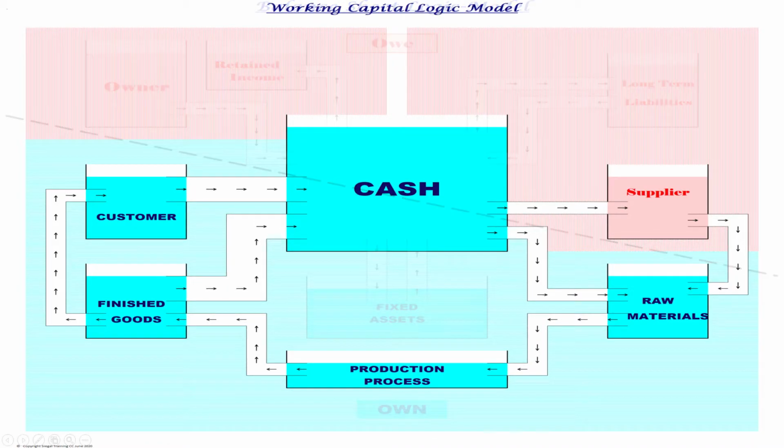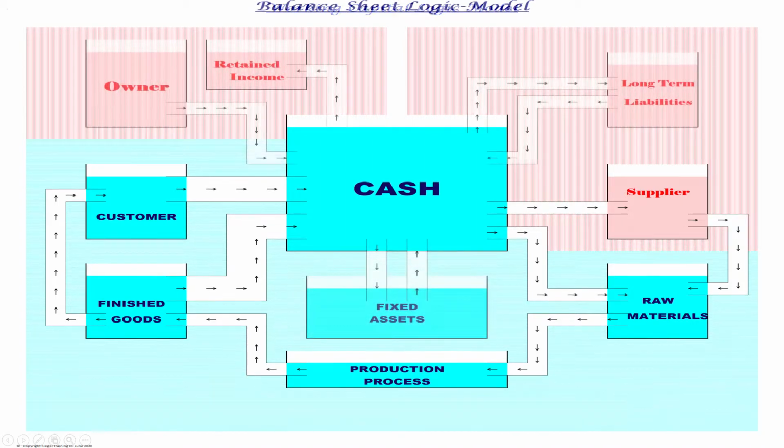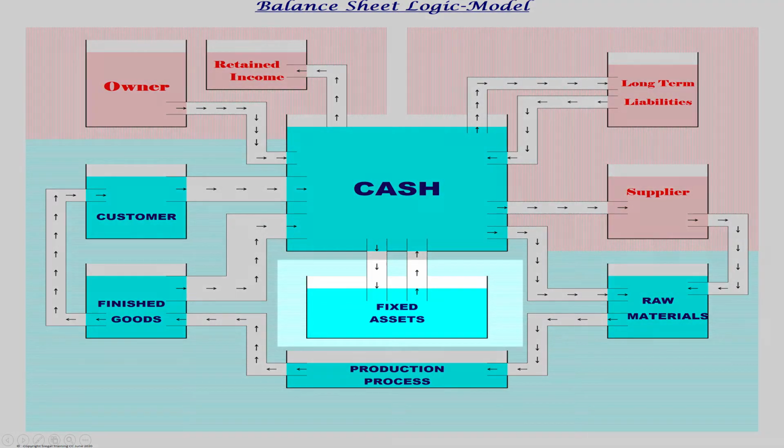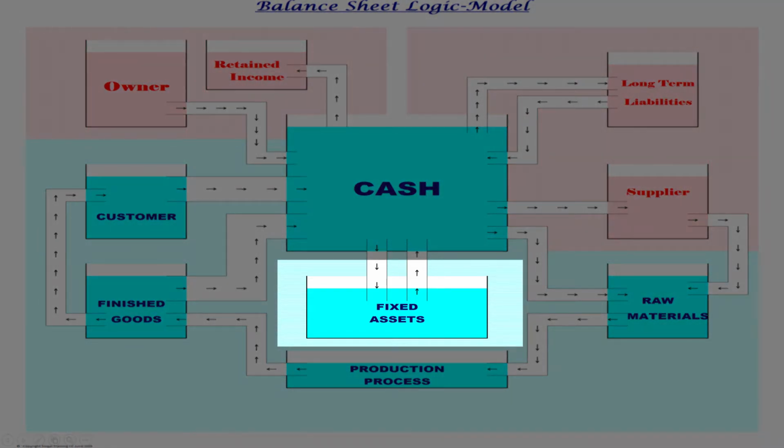So this working capital model that we had there formed part of our balance sheet logic model. And you can see the area that it covered. So the working capital was those items that the business bought and sold or traded in. The fixed assets are those items that the business bought to utilize in creating its product, whether that be computers or machinery or vehicles. Those are all fixed assets. So it didn't buy those items to trade with, but they're items the business owns.